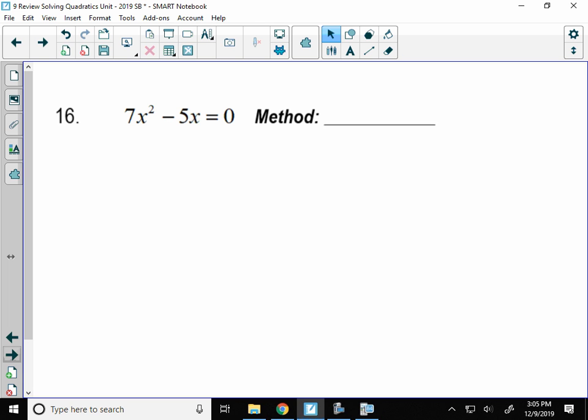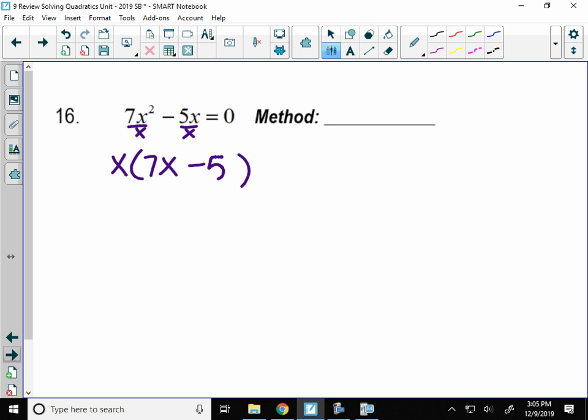Number 16. All right, 2 terms again. So I am able to use any method, but this time I should notice, just like in number 14, that there's a GCF here of x. And when I factor x out of both terms, I'm left with x times 7x minus 5. It factors, which is the method I used, and factoring is the fastest.